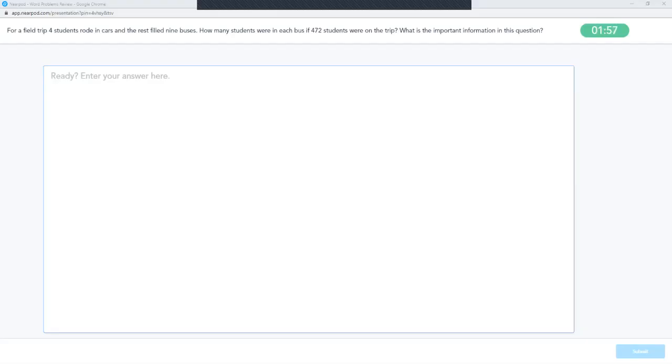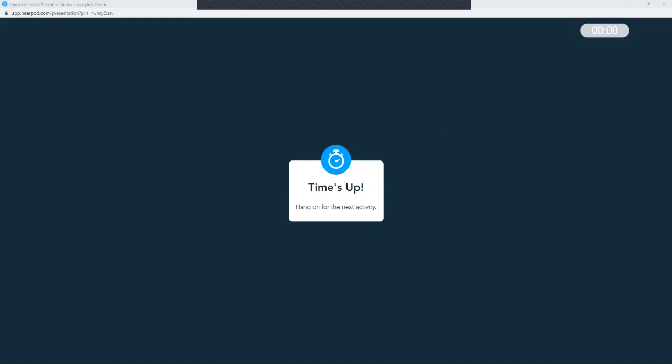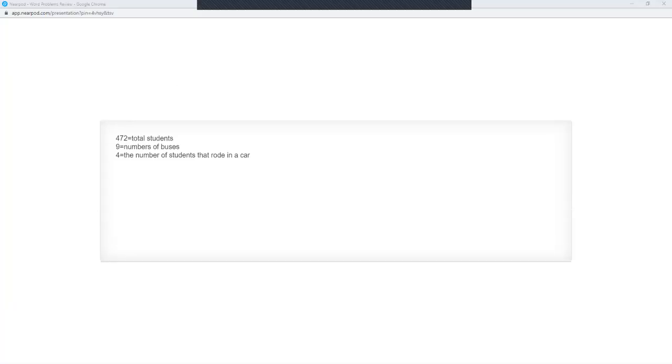For a field trip, 4 students rode in cars and the rest filled 9 buses. How many students were in each bus if 472 students were on the trip? What is the important information in this question? Okay, so this student, we have a lot of people found some of the information. But this was pretty good, this one. I like this one. Where they really kind of figured out the exact things here.